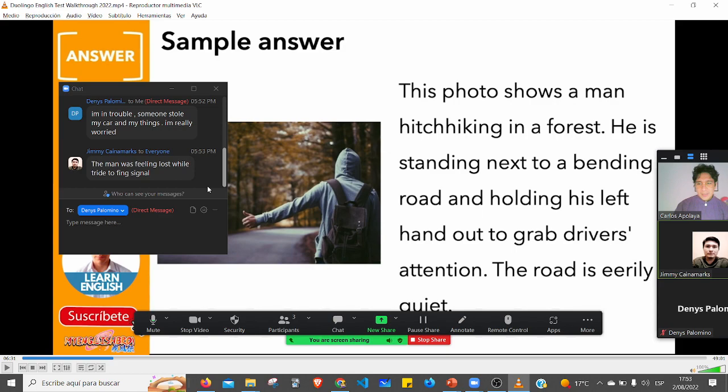So now please, Jimmy, read. The man was feeling lots of welch. Oh, nice. Jimmy, read. Okay. This photo shows a man hitchhiking in a forest. He is standing next to a bending road and holding his left hand out to grab drivers' attention. The road is eerily quiet. So this is the answer that I expect. Yes, this image shows a man alone in the woods thinking about how to come. Nice. That is a good example.